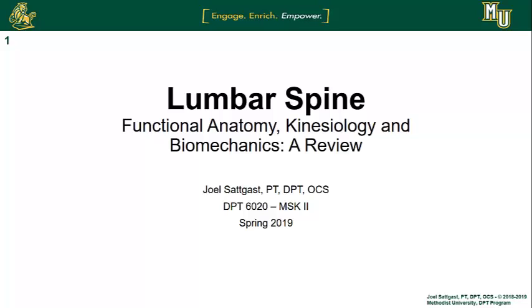Welcome to this podcast reviewing the functional anatomy, kinesiology, and biomechanics of the lumbar spine. This is for Musculoskeletal 2, DPT 6020, spring 2019. Hopefully before beginning this podcast, you've had a chance to look at Dutton, pages 1425 to 1442. If you have any questions, please review those pages.